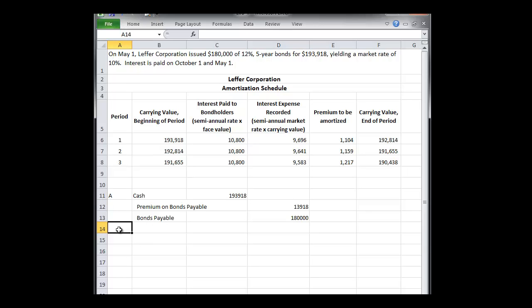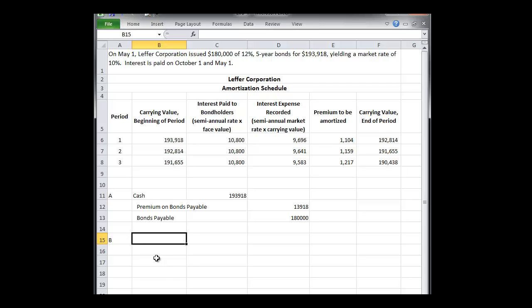Now part B. Record the semi-annual interest payment and amortization of premium on August 1st. Okay. August 1st. That doesn't seem right. I think they mean in this problem October 1st. They mean October 1st. Because that's the first payment date.